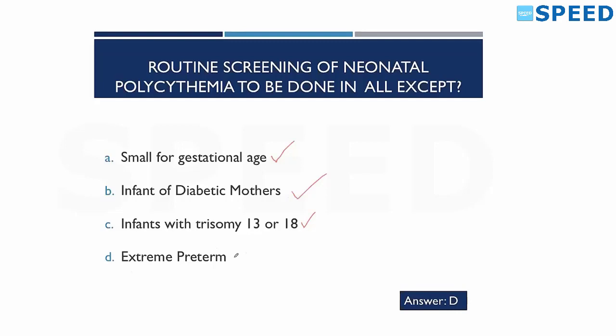So, what is the extreme preterm at risk of? The extreme preterm is at risk of anemia of prematurity rather than polycythemia. So, this is the reason why the answer for this question is option D. So, this is about routine screening.